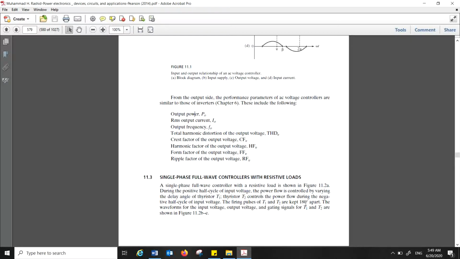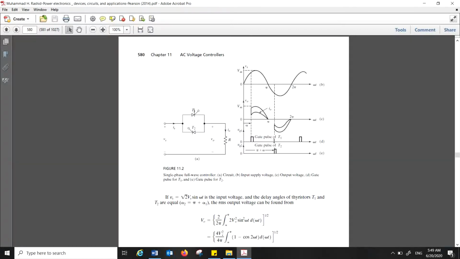Yeah, this is really interesting. The firing angle is alpha, and if you are firing something over here, then this is the firing pulse for thyristor T1, and this is the firing pulse for thyristor T2, and their phase difference. I think that's enough for this lecture, and we'll come back for another lecture after a while. Thank you very much.